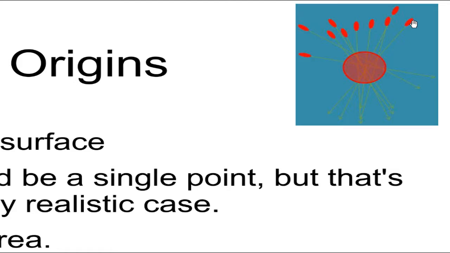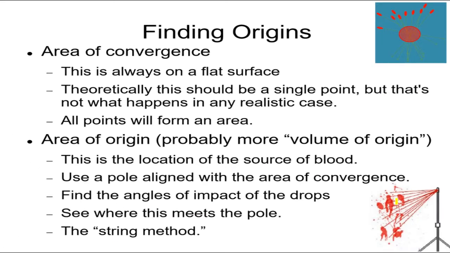The length, what the angle was, and that is the angle off of the wall that the blood came. So that's what we do with this pole. Once we know how high it was, we put a pole right around there. Then we find, remember these things, we find the angle that it came out.